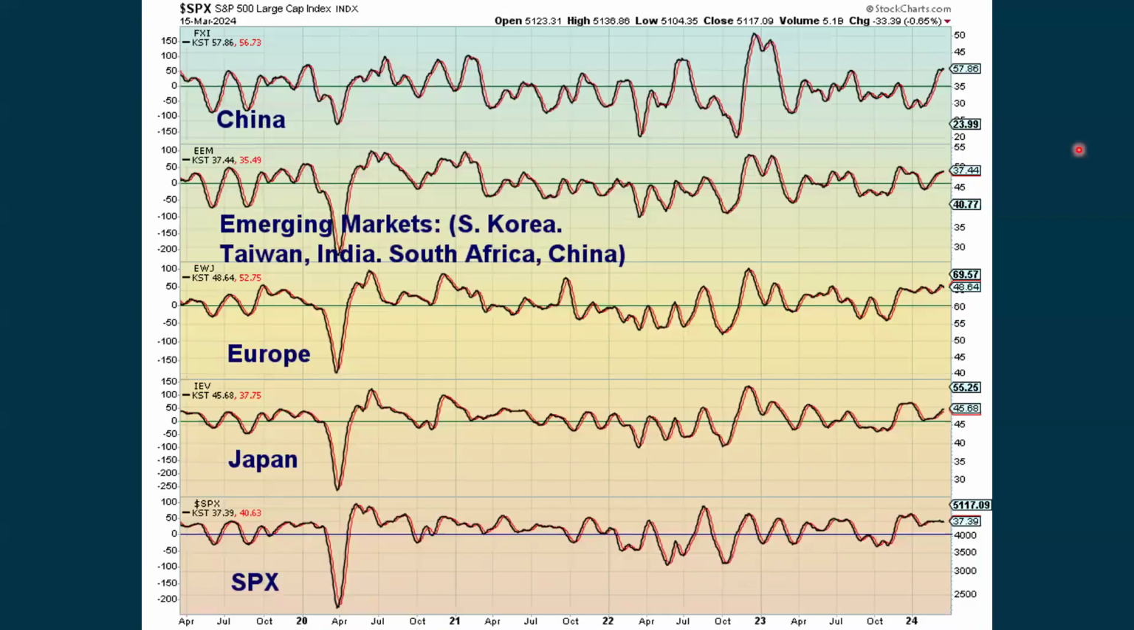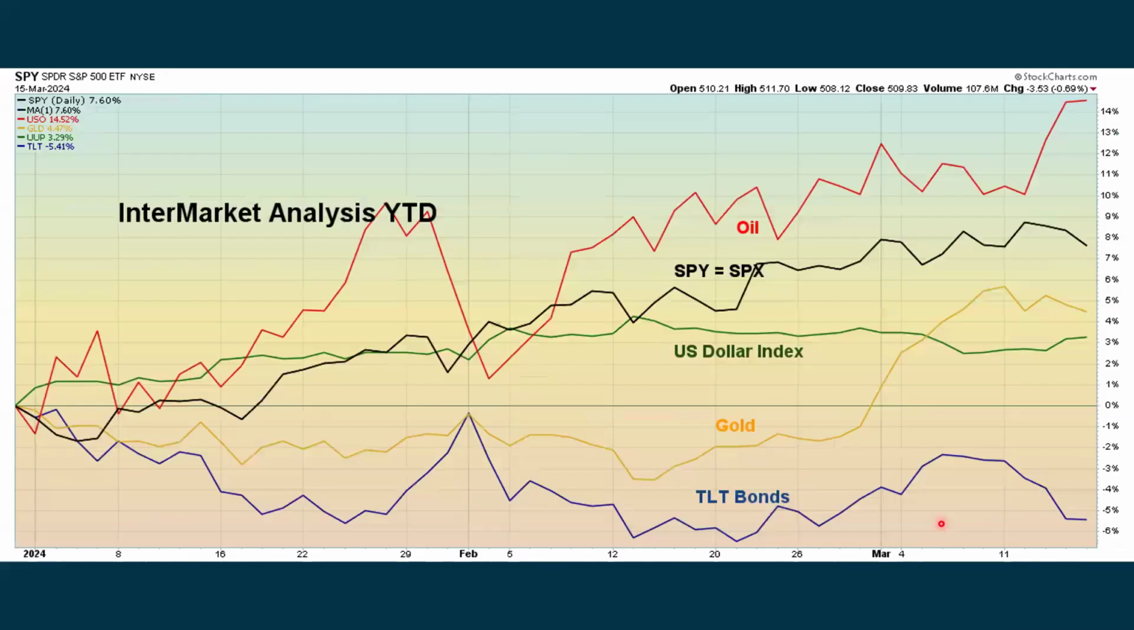And then we look internationally, and we look at stocks in China, which continue to be in an uptrend. Emerging markets are in an uptrend. We're rolling over a bit in Europe. Japanese stocks are in an uptrend, and we're pretty much flat according to the KST with stocks in the US, even though stocks have been performing quite well lately.